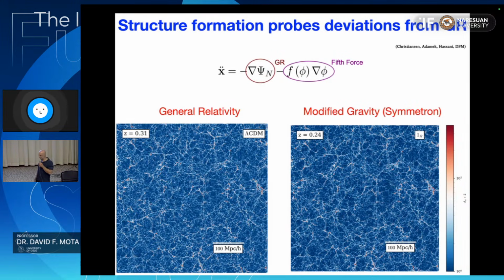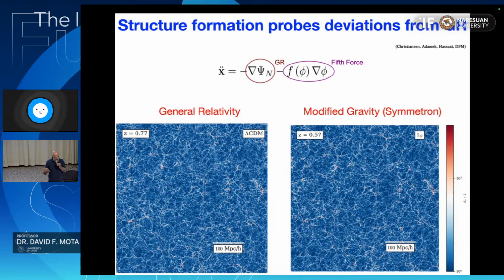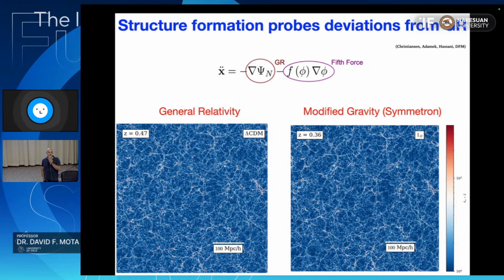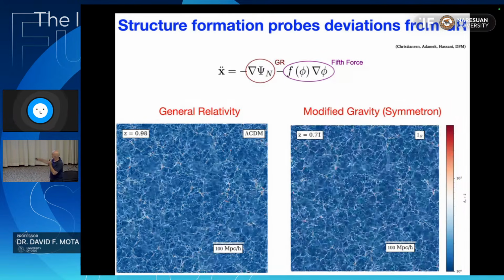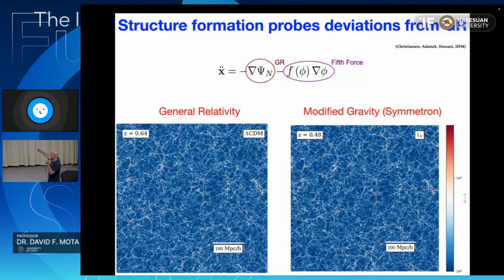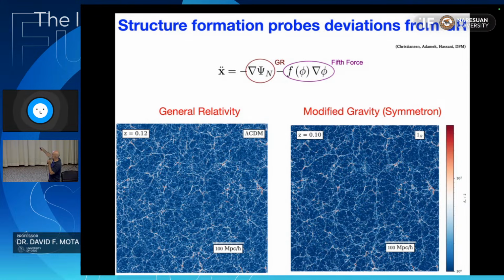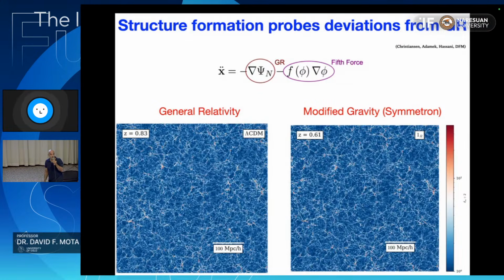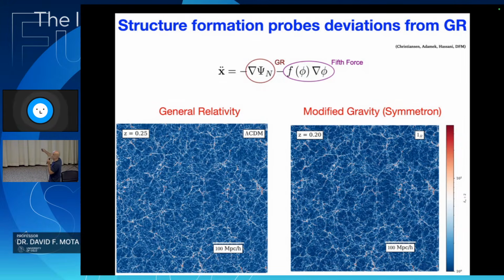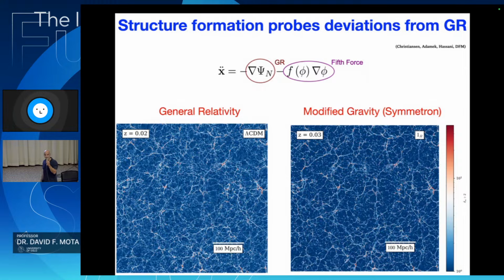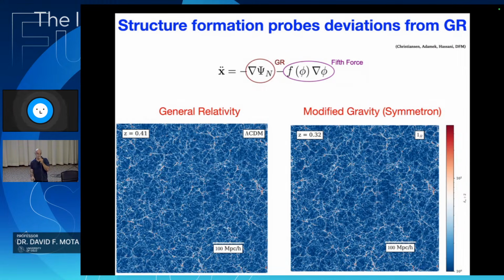As you have noticed by now, the most important feature of this series of modified gravity theories is that there is a fifth force. That means particles will feel an acceleration given by a general relativity component, so the Newtonian potential if you think in Newtonian terms, plus the gradient of my scalar field times the coupling strength, the fifth force. So particles in the universe feel the Newtonian potential plus the fifth force.